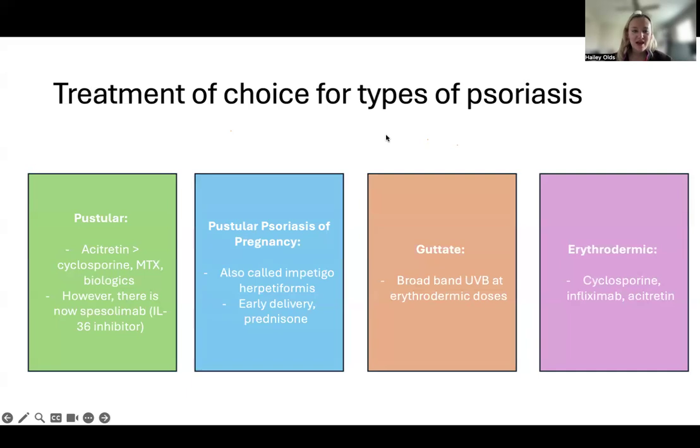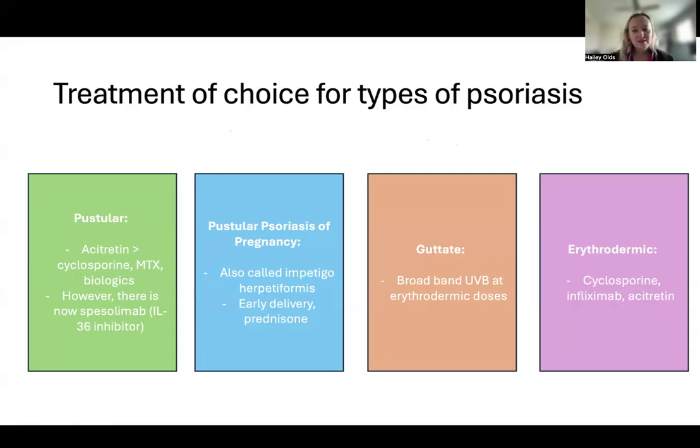Okay, and then this is just highlighting treatment choices for different types of psoriasis. One thing that's important to know is that spesolimab, or an IL-36 inhibitor, is now available for pustular psoriasis flares. So that's something new going on.